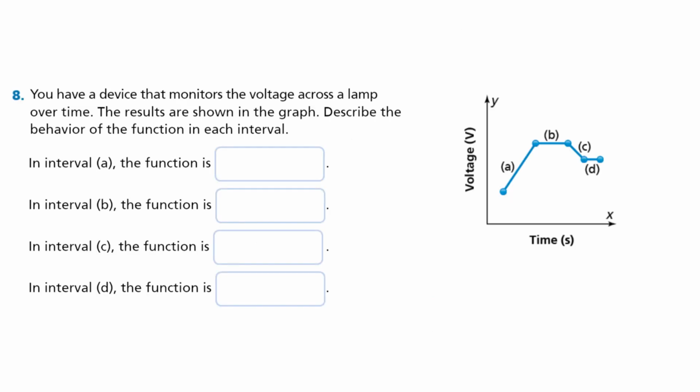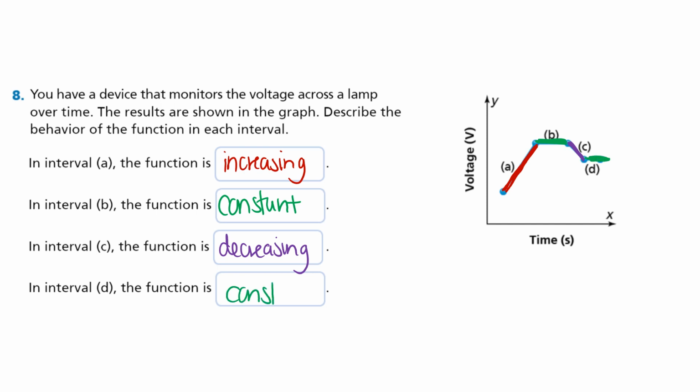You have a device that monitors the voltage across a lamp over time. The results are shown in the graph. Describe the behavior of the function in each interval. So for interval A, that is going up, meaning it is increasing. In interval B, it's flat, meaning it's constant. In interval C, it is going down, meaning it is decreasing. And in interval D, it is flat again, meaning it is constant.